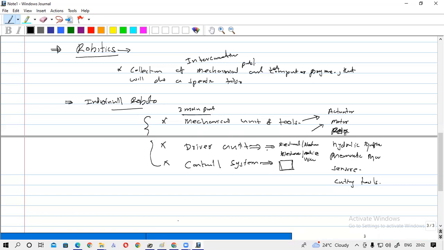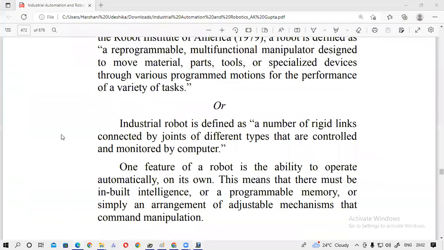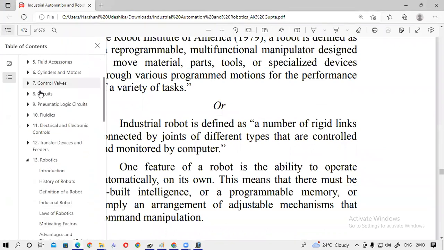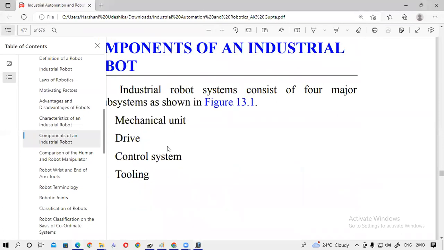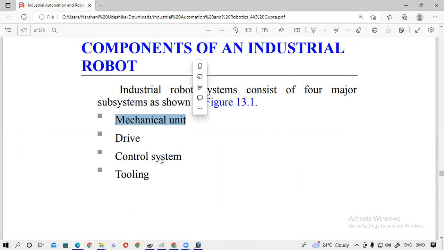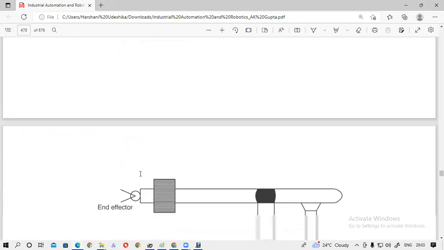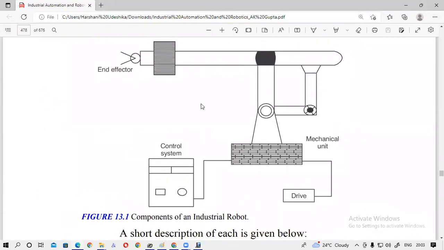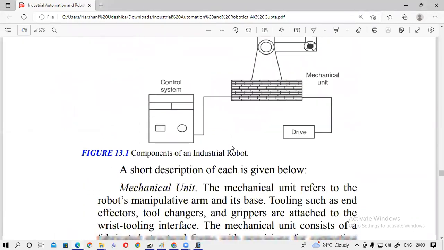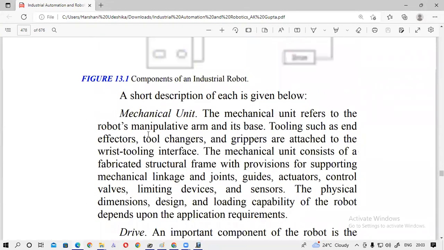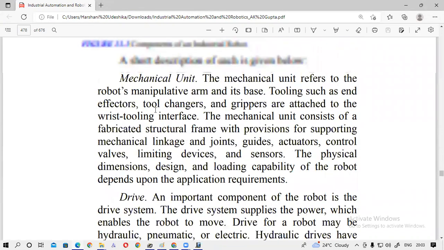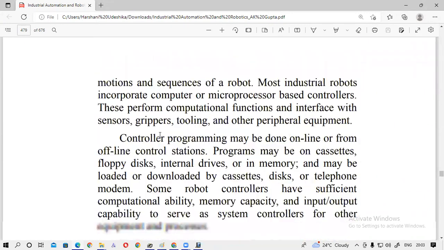I think this should be in your reference book also. Let's see that. Then maybe component, yeah. So these are the mechanical unit, drive, control system, and tool unit. Here the tool is separate from the mechanical unit, but you can put it here. And this is also a robot, but it is not like a human; it is a crane or something, I think. So that is a robot system actually. So these are the explanations for these units, so you can refer to these things.